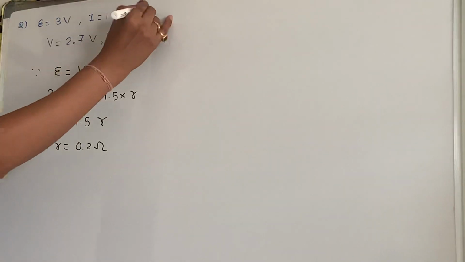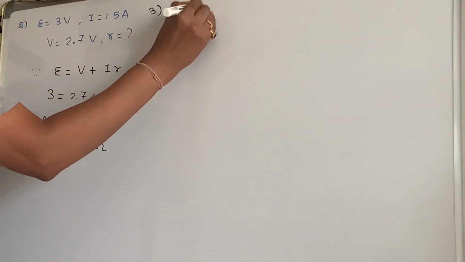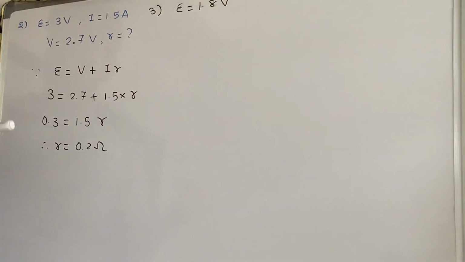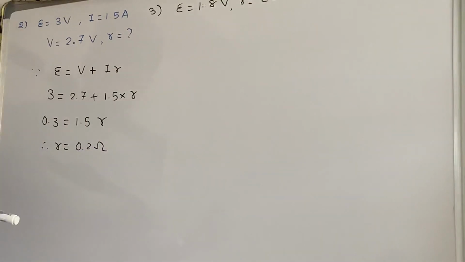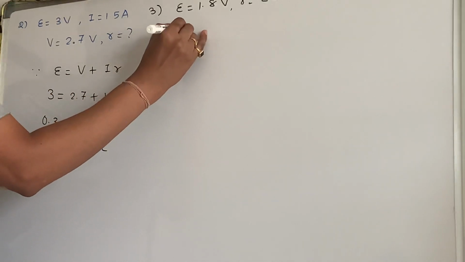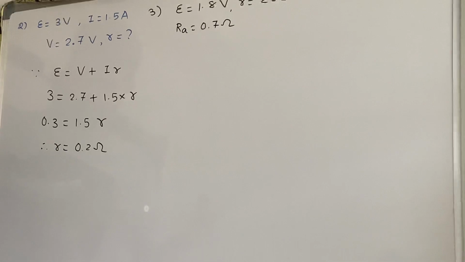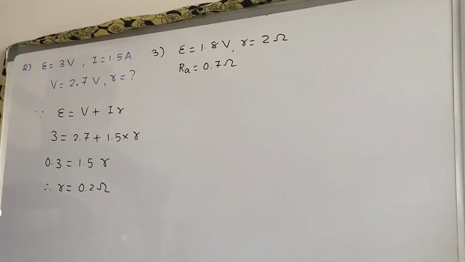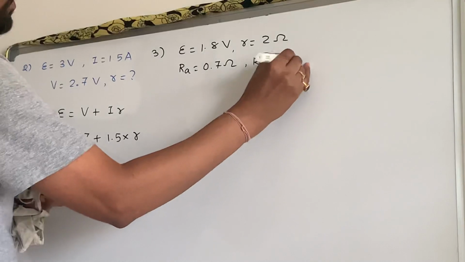Check the third question. In the third question, what is given? A cell of EMF. EMF is given as 1.8 volt. Your internal resistance, small r, is given as 2 ohm. Now your ammeter resistance RA is given as 0.7 ohm and your external resistance is given as 4.5 ohm. R is equal to 4.5 ohm.